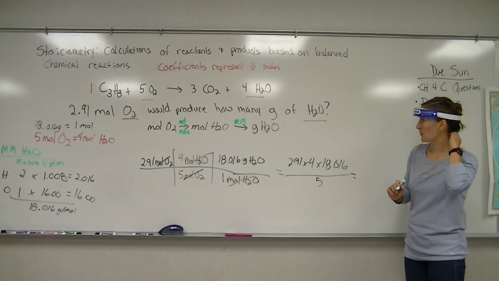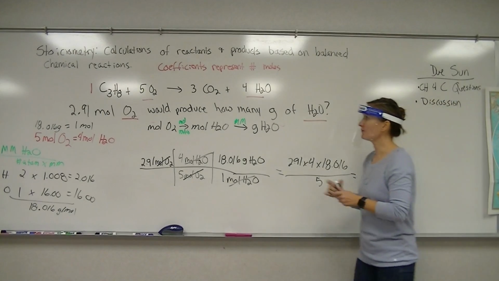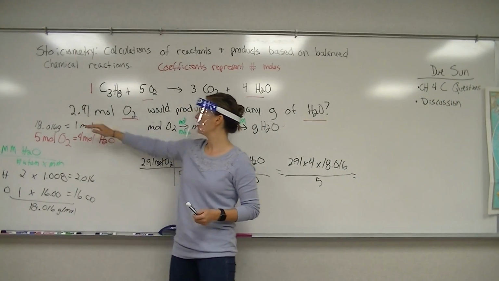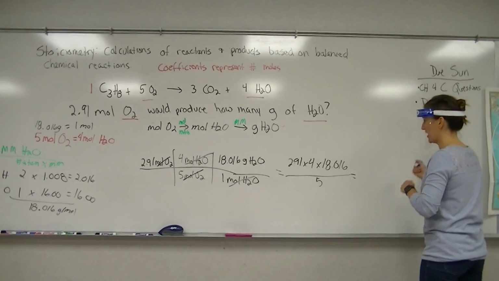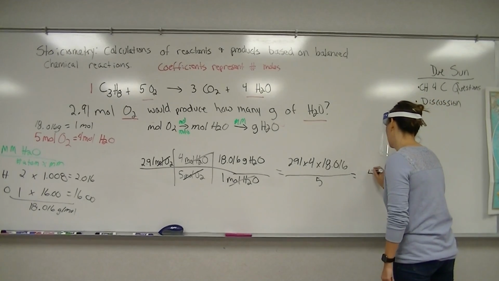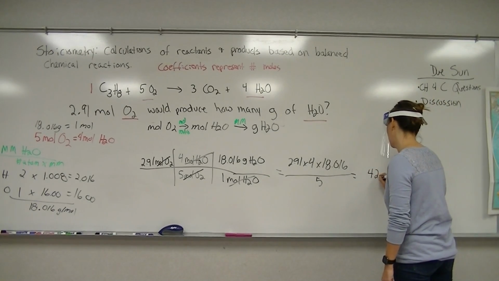How many sig figs did we want? 3. Look at the original number. We're not using the conversion factor numbers. So 3, so what would the answer be to 3 sig figs then? 42.0.